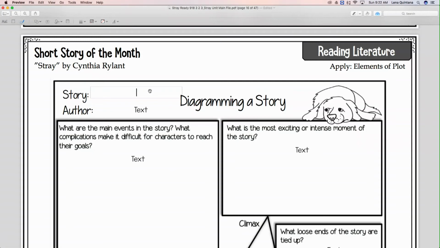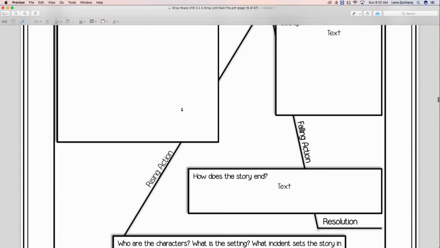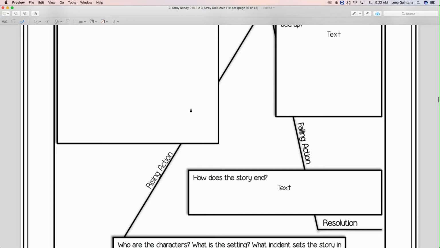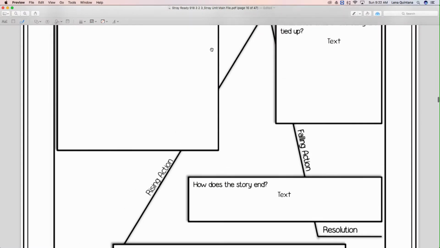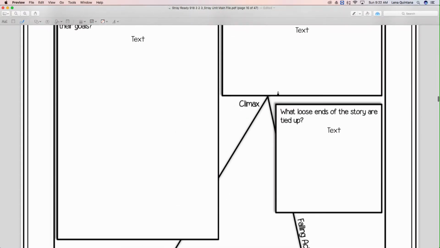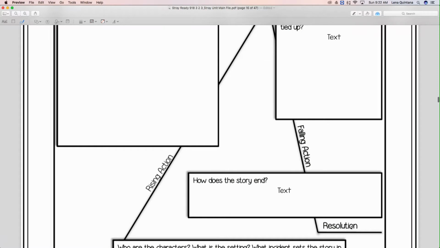This is diagramming a story, and diagramming a story involves using this pyramid that we've seen quite a few times now. We have our exposition, and then we have our rising action going up, up, up, and up to the climax of the story. That's when it's bang, the most exciting or intense moment of the story happens, and then back down, the falling action to the ending, which is the resolution of the story.